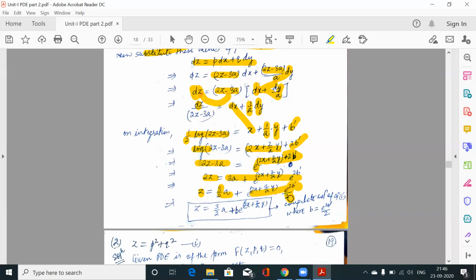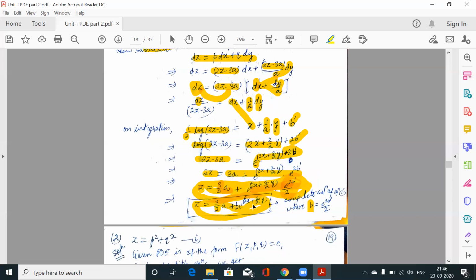and now we have shifted this e to the power 2b dash by 2, we have assumed it as b. Otherwise you can write this answer also, there is no problem. So z is equal to 3 by 2a plus b e to the power 2x plus 2a. So this is our complete solution.